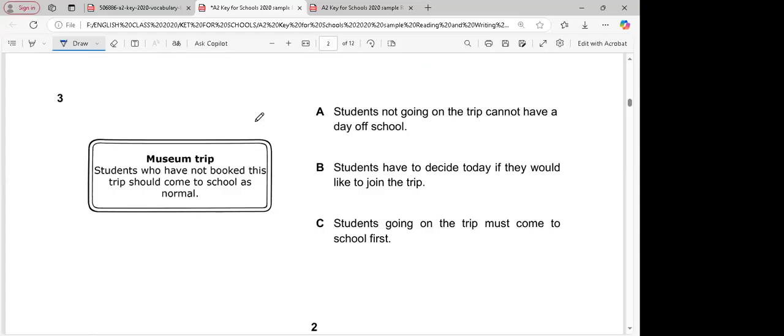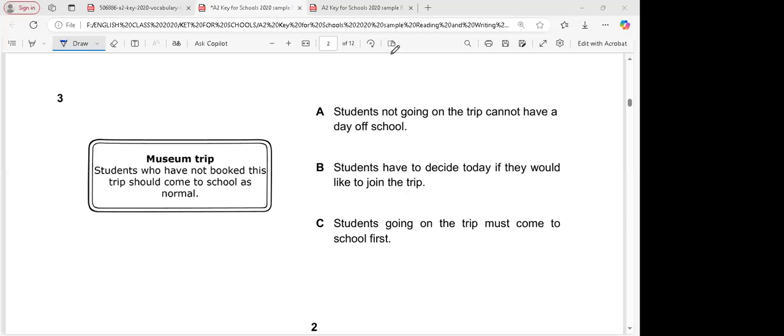Okay, we'll have somebody else read, who got everything correct. That is Tinuli, no? Tinuli, can you read the third question? Okay, teacher. Museum trip. Students who have not booked this trip should come to school as normal. Read ABC also. Students not going on the trip. A. Students not going on the trip cannot have a day off school. B. Students have to decide today if they would like to join the trip. C. Students going on the trip must come to school first.